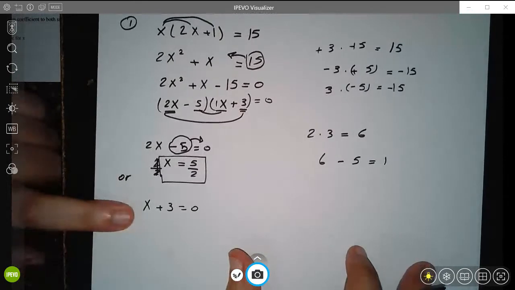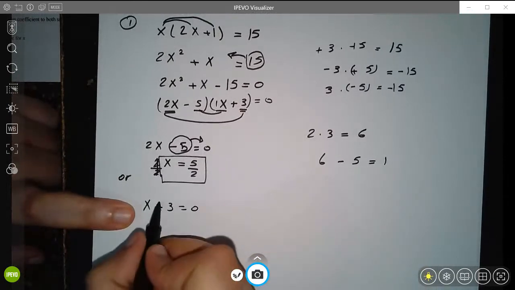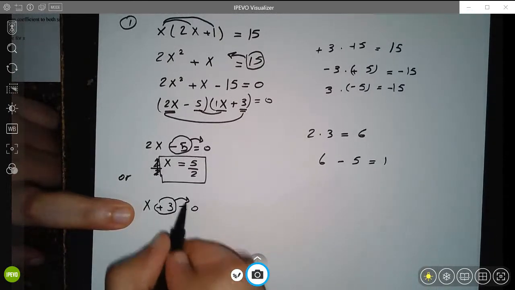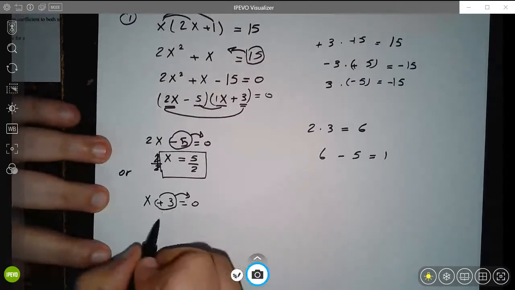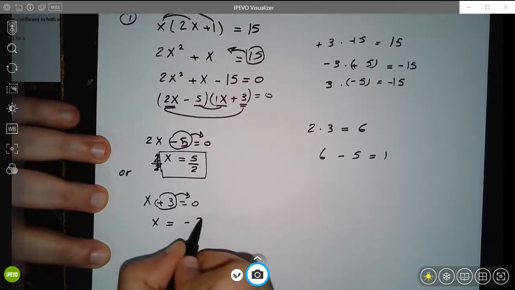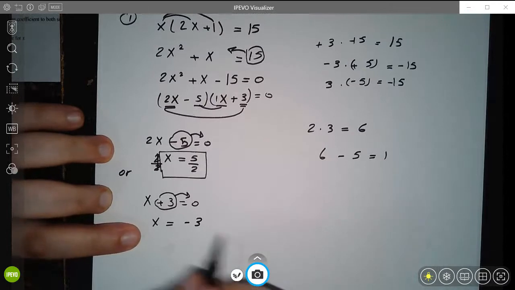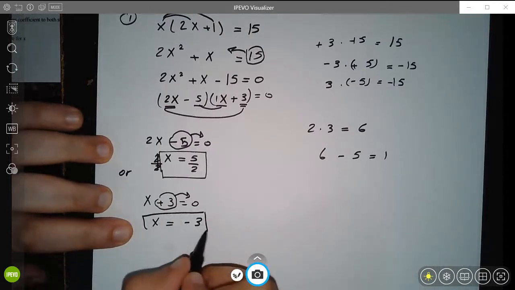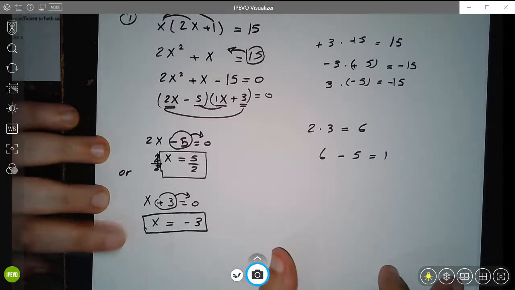Now let's try this one. X plus 3. I'm just going to grab a 3 and move it to the opposite side. And you end up with x equals negative 3. Nothing else to do on the x side, so we are done. The second answer is negative 3.